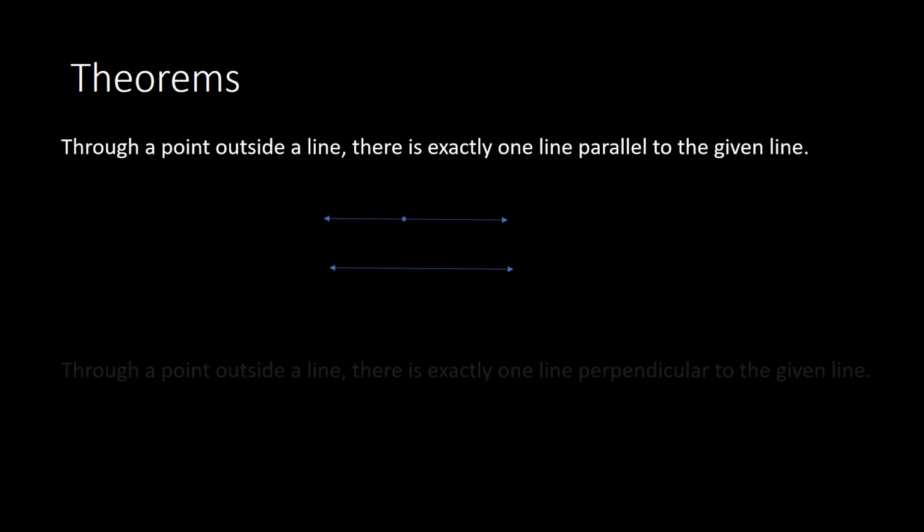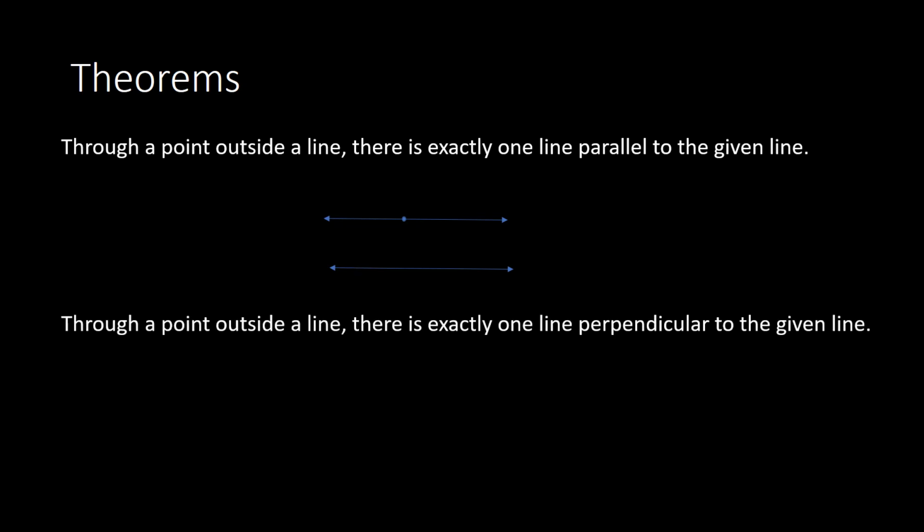And the second theorem says that through a point outside a line, there's exactly one line perpendicular to the given line. So same picture, the only difference is now that we are saying that there's only one line perpendicular as opposed to parallel. So if we try to draw a line perpendicular to the given line through that point, there's only one line that would fit that description, and it would look like this. So this would be perpendicular, or making a 90-degree angle down here, and there's only one line through that point that would do that. If you try to draw other lines through that point, they would not be perpendicular. They would be some different angle.